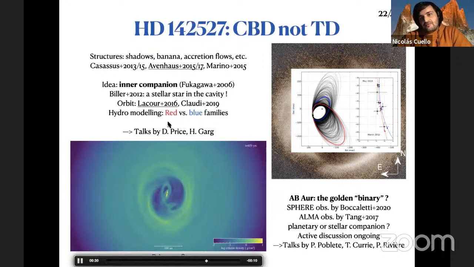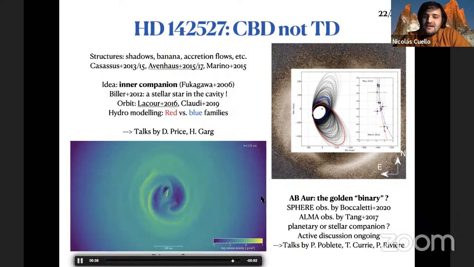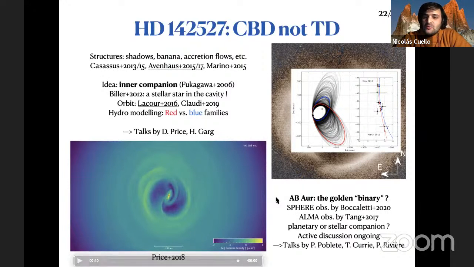So there is more information about this system in the talk by Daniel Price, and there is also a talk by Garg describing morphology in this system. And there is an active ongoing discussion in the community about AB Aurigae because is there a golden binary there? Because we have observations with SPHERE which are wonderful, and observations with ALMA as well that show that there are spirals in there. And this is a clear hint that something's messing around in the cavity, but we still don't know if that's of a planetary or stellar nature. And I invite you to see the talks by Poblete, Curry, and Pablo Riviere if you want to know more.